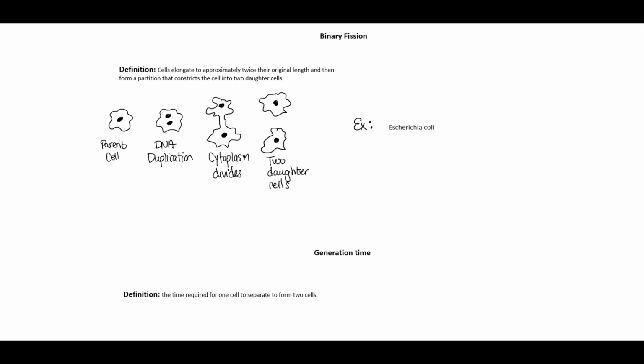Binary fission. The cells elongate to approximately twice their original length and then form a partition that constricts the cell into two daughter cells. And here you see an illustration. The parent cell's DNA duplicates, and then the cytoplasm divides, it elongates, and then eventually creates two daughter cells. An example is E. coli.